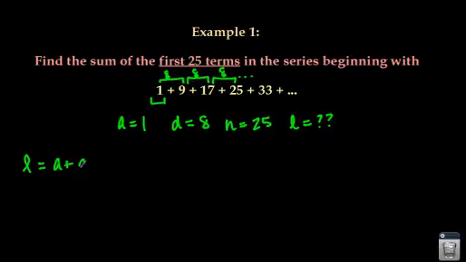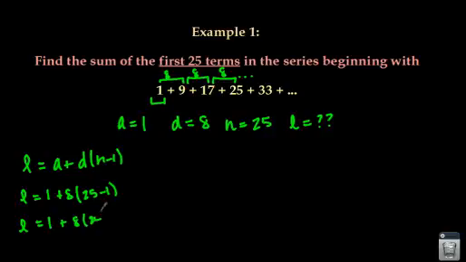If you remember, we already learned how to find the last term using this equation. So L is going to equal A plus 8 times quantity 25 minus 1. So L equals 1 plus 8 times 24. If you put that into your calculator, you get a value of 193. So L equals 193.